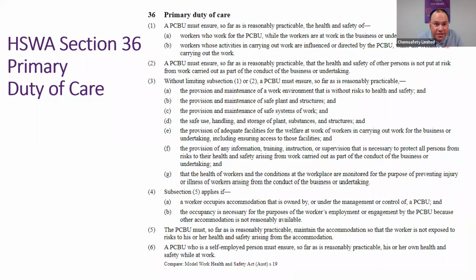Okay, so as it states there, a PCBU must ensure, as far as reasonably practicable, the health and safety of workers who work for the PCBU while the workers are at work in the business or undertaking, and workers whose activities in carrying out the work are influenced or directed by the PCBU while the workers are carrying out work. And there's a whole lot of other things there too, but hopefully, again, this is just revision.